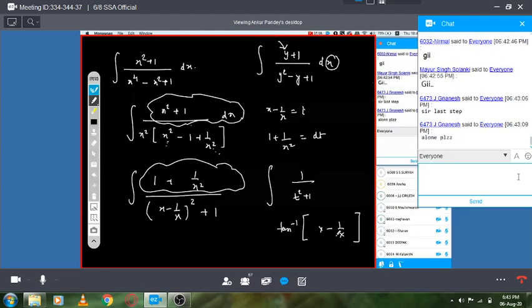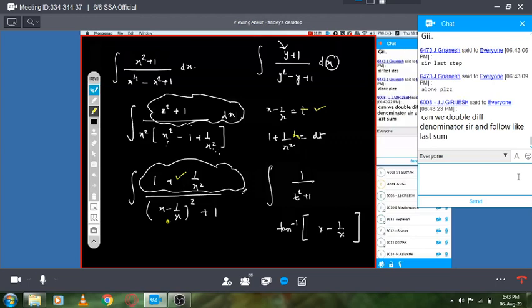Last step. We saw that differentiating this, we'll get this. So we substituted this equal to t. Differentiation, dx equal to dt. So the numerator part is gone. Can we differentiate twice? No. Double differentiation, then you will get d2x here.